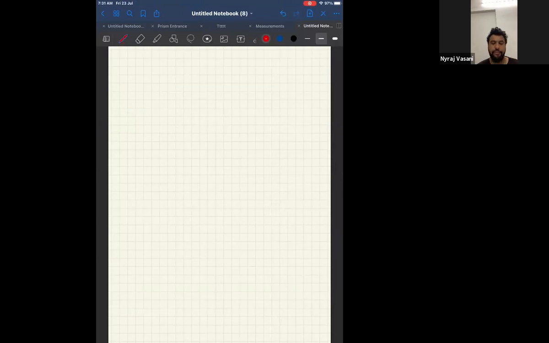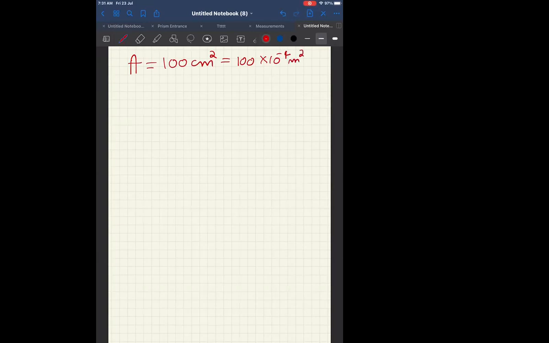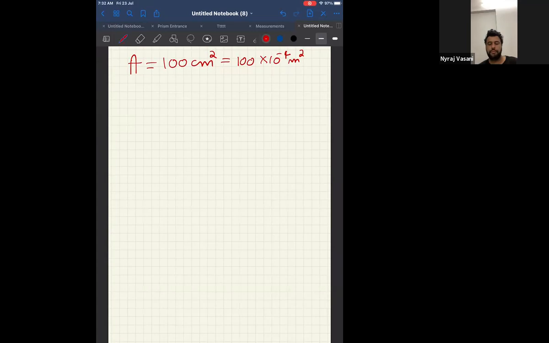A coil of area, everyone look at the screen now. A coil of area 100 centimeter square. Therefore, area is 100 centimeter square. Can I say 1 centimeter square is 10 power minus 4 meter square? One centimeter square is 10 power minus 4 meter square. Okay. Therefore, area is 100 into 10 power minus 4 meter square, or area, can I say, is 10 power minus 2 meter square. The first data that I got. Tell me, did you understand this much? Area is 100 centimeter square, but I write it as 100 into 10 power minus 4 meter square.